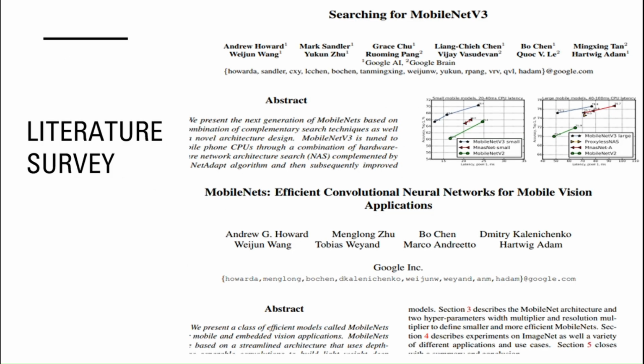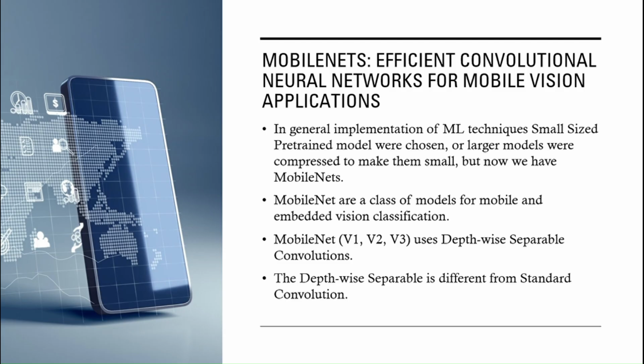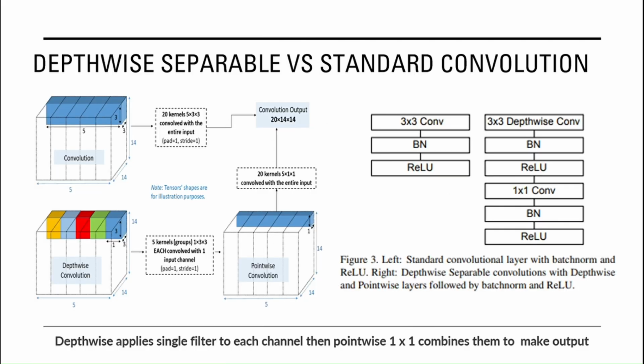So, in this project, we first did the literature survey of these two papers. This is the first paper. In this paper, MobileNets are introduced. MobileNets are based on a streamlined architecture that uses depth-wise separable convolution to build lightweight deep neural networks. And two simple global hyperparameters that efficiently trade off between latency and accuracy are presented. These hyperparameters allow us to choose the right size model for our applications. These two hyperparameters are the width multiplier and the resolution multiplier.